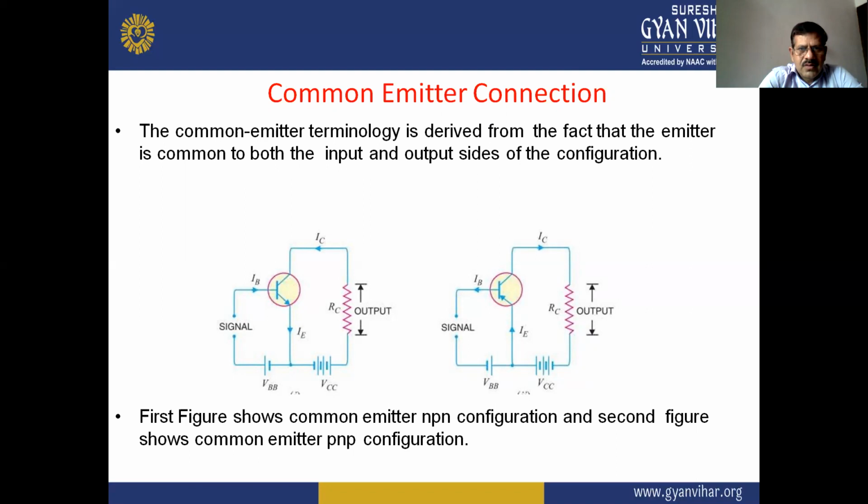In the first circuit diagram, there is the NPN type common emitter connection, and the second is the PNP type common emitter connection. The first figure shows the common emitter NPN configuration, and the second figure shows the common emitter PNP configuration. So the emitter is common between these two circuit diagrams, between the input and output side of the configuration. This is the circuit diagram of the common emitter configuration.